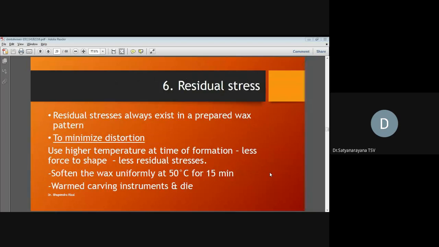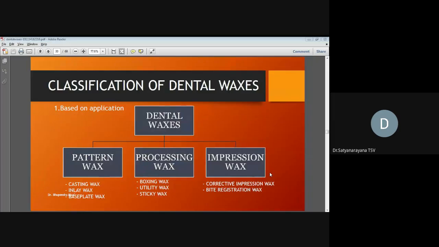Okay. So all these are the mechanical properties which you should remember: expansion, transition temperature, flow, mechanical properties, and residual stresses. Okay. Next comes the classification of dental waxes. I will just tell you about the classification. We'll go into detail.